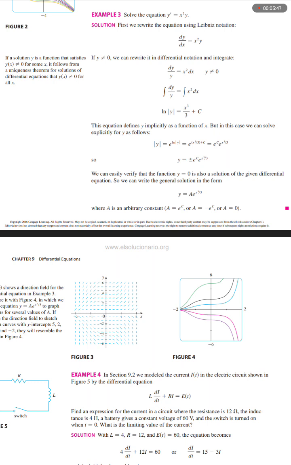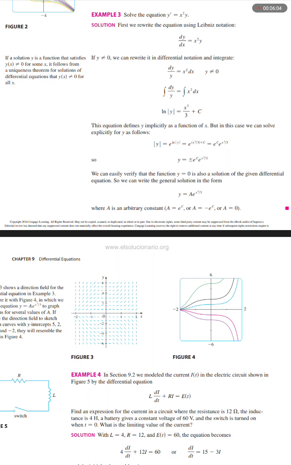y does not equal 0. The integral of dy over y equals the integral of x squared dx. The natural log of the absolute value of y equals x cubed over 3 plus big C.